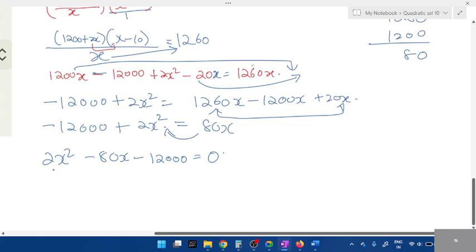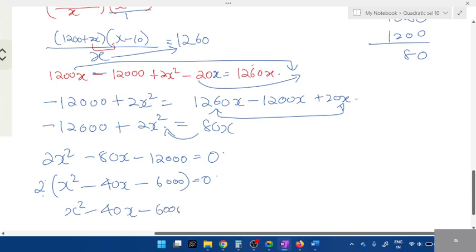Okay, after this, what is common, students? Before using factorization, 2 is common too. Take 2 outside, you get x square. When you divide it, 80 divided by 2 is 40x. 12,000 divided by 2 is 6000. Done. So bring this 2 down. Any of 2 will get divided by 0, just ignore it, students. You get x square minus 40x minus 6000.